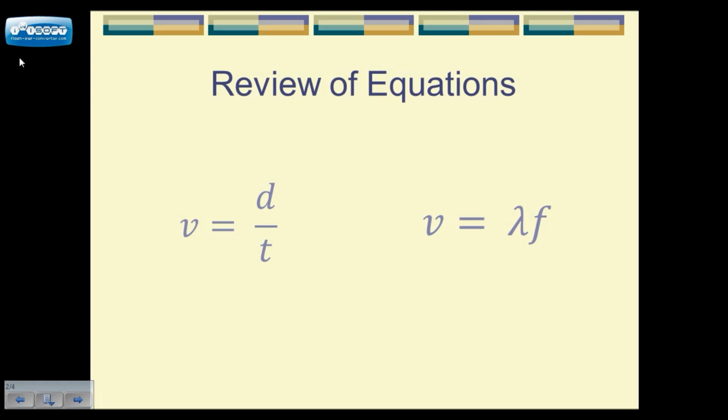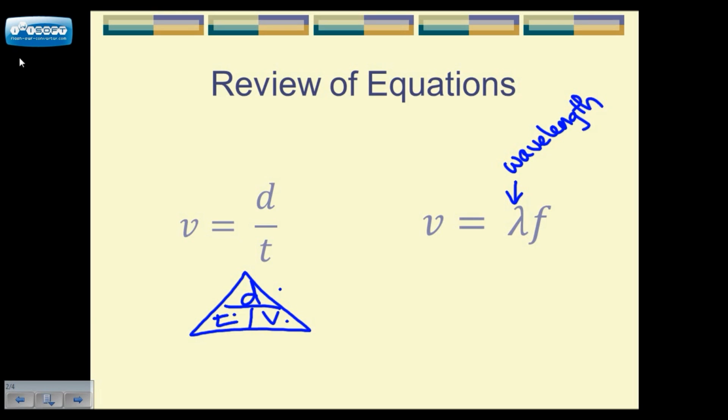And d = vt can also be put into the triangle, where you have D at the top, and then you have v and t at the bottom. The other one is the equation specific to waves, which is v equals lambda f, where v is your speed, lambda is your wavelength, which is just the length of one oscillation, and f is your frequency, which is how often those waves come through.